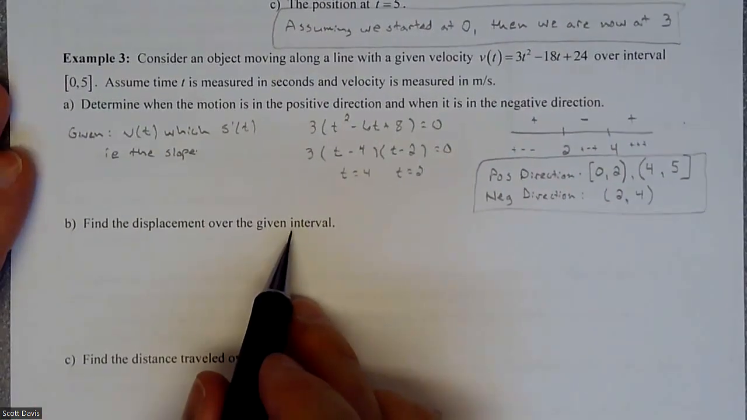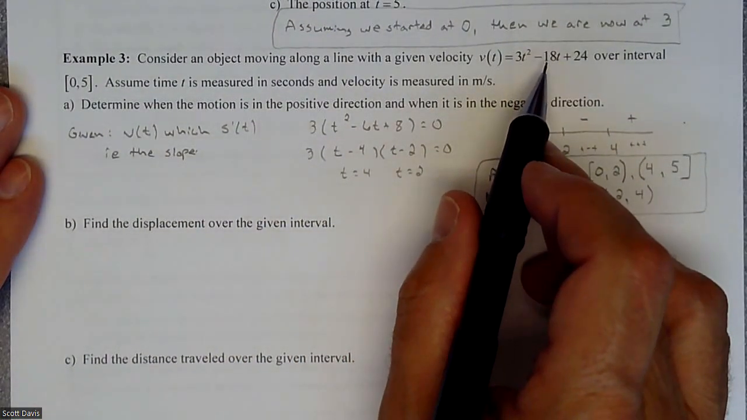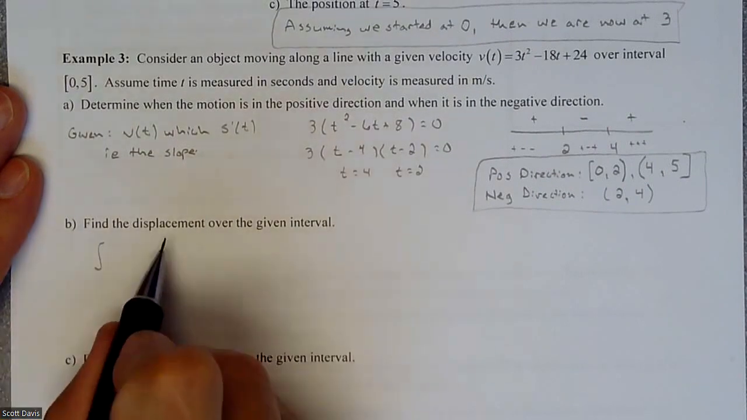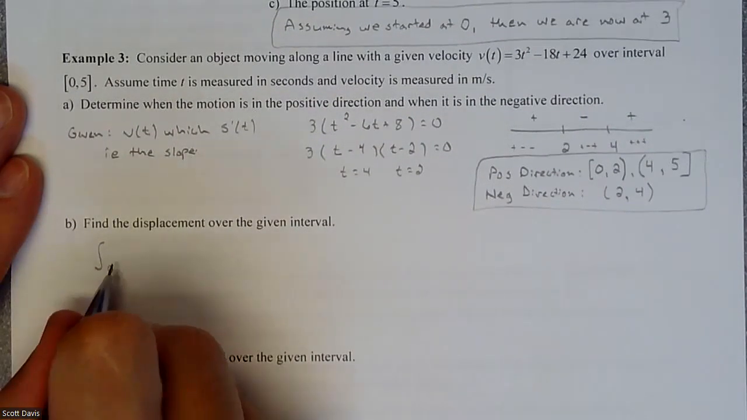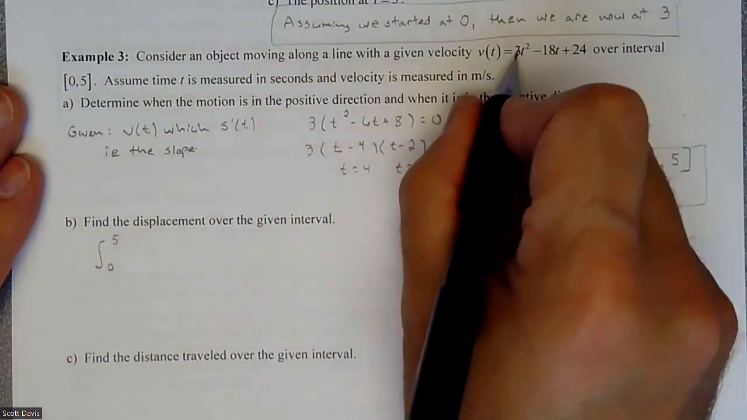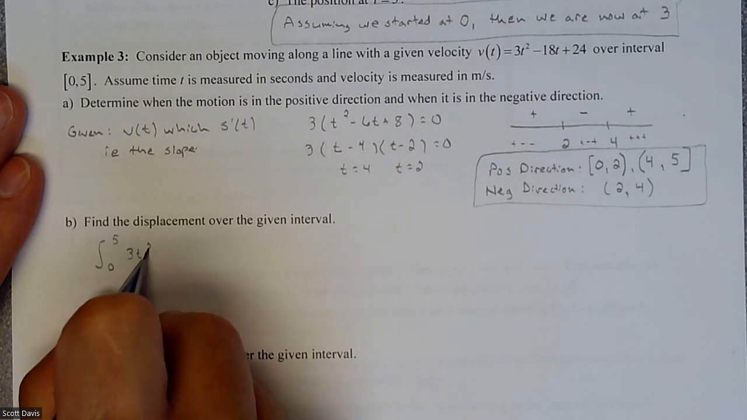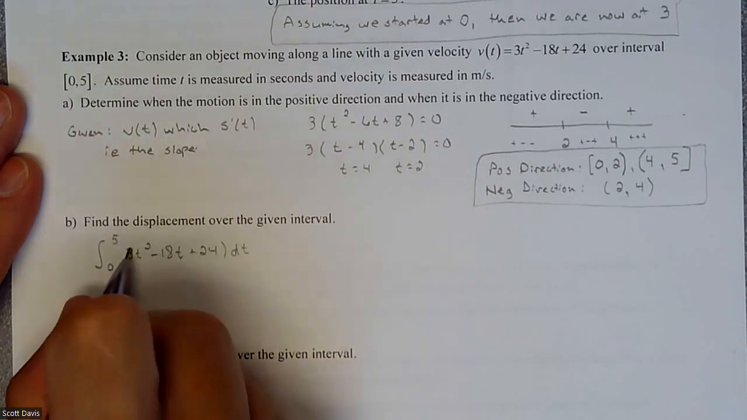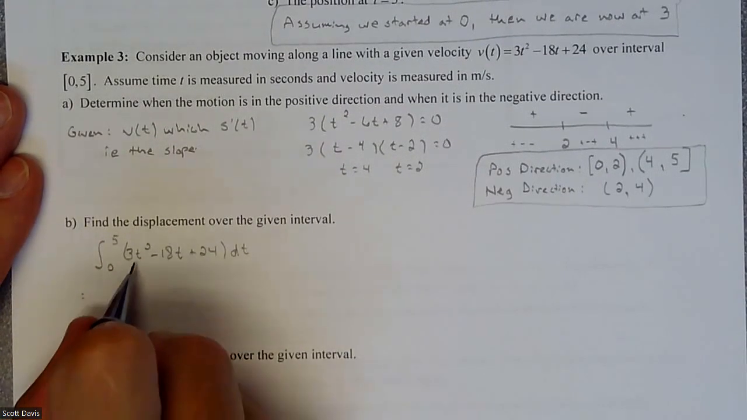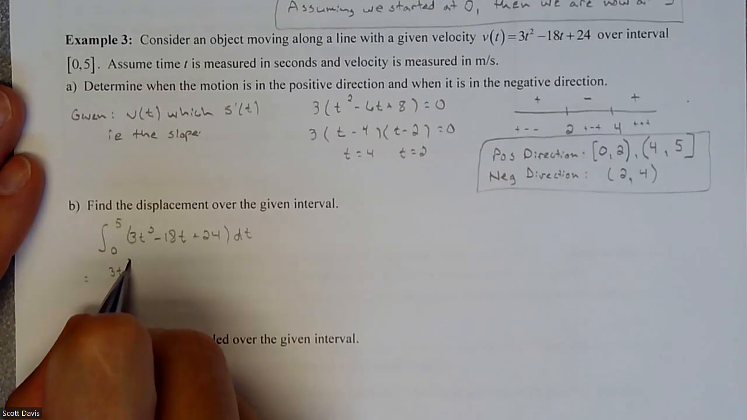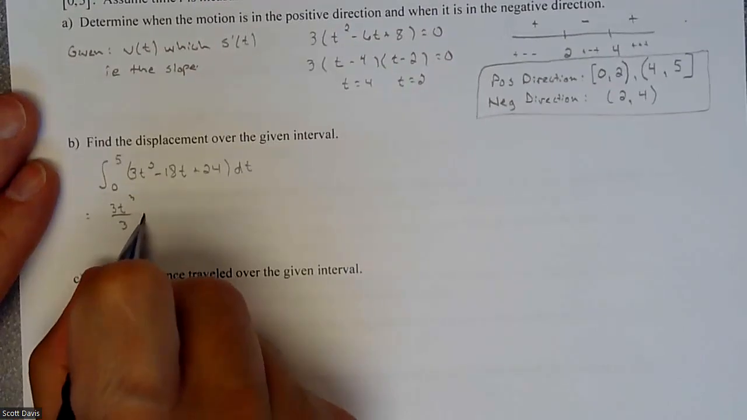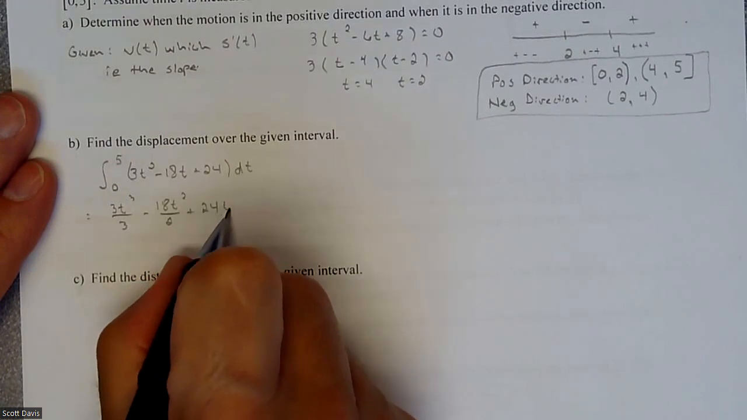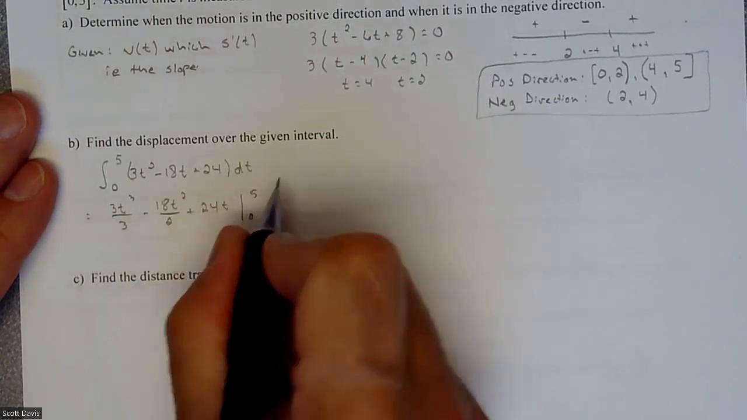Find the displacement over the given interval, which means we're looking for the total area under this curve. So how far did this object move? So we're going to go for displacement, not worrying about positives and negatives, letting it take care of itself. So we're going to do the antiderivative of this, 3t squared minus 18t plus 24 dt. And so if we do our antiderivative, we're going to add a power, divide by that power: 3t cubed divided by 3 minus 18t squared divided by 2 plus 24t. And we're going to go from 0 to 5.